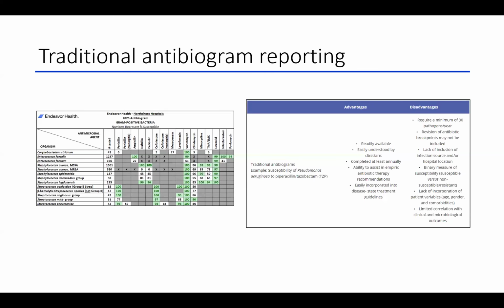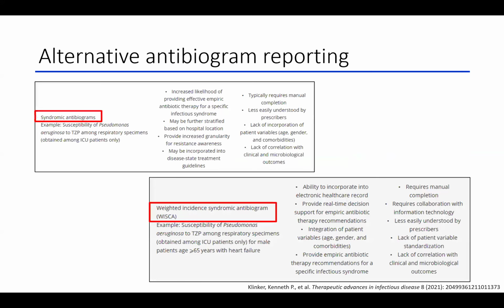Okay, I'm going to talk real quick just about antibiograms, which I'm sure you guys are very familiar with. This is an example of our traditional antimicrobial antibiogram. The benefit is that it's a snapshot of antimicrobial use in the last year, but it doesn't have a lot of nuanced information. What are some things we could do with our antibiograms to influence antibiotic prescribing? Some things that others have tried are syndromic antibiograms.